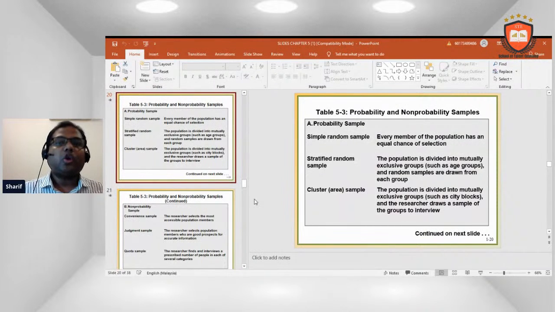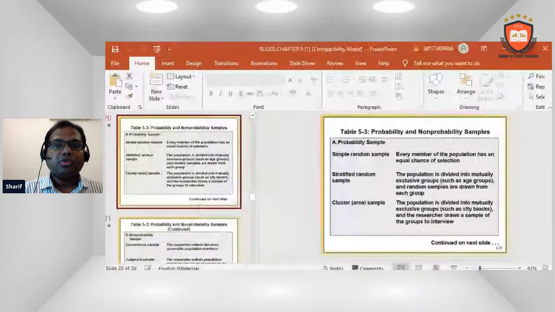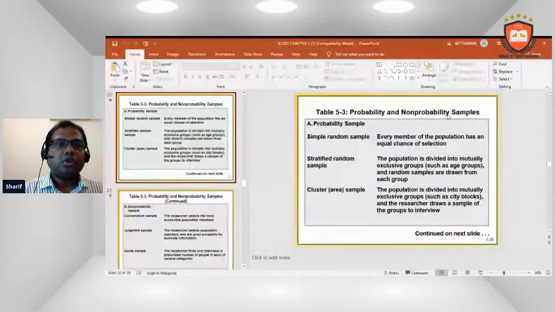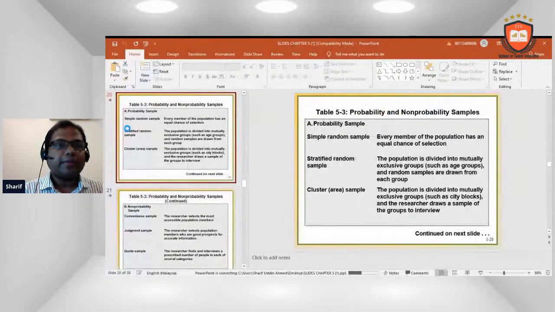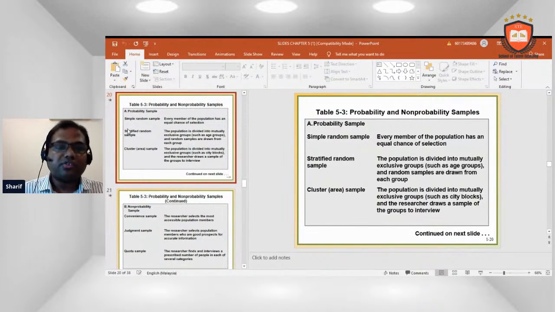Let's say probability and non-probability sample. So probability is very important. We have to identify, analyze, and understand the probabilities and the different kinds of things which help us to understand the market, which ultimately helps us to overcome these situations. So in the simple random sample, every member of the population has an equal chance of selection.